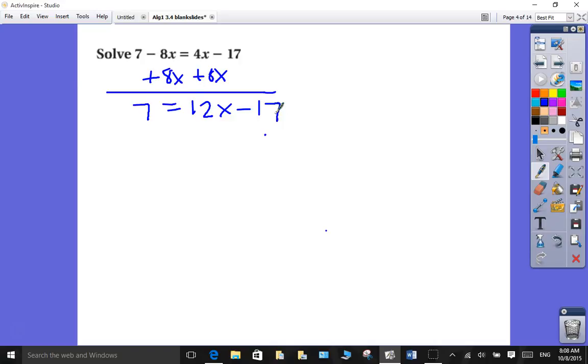Okay, now this is a two-step equation. What are the two steps? You know what I'm going to do first? I'm going to switch sides. 12x minus 17 equals 7. What property says I can do that?